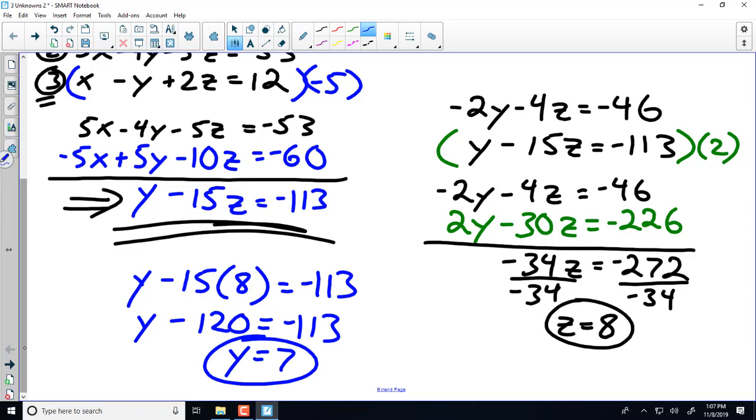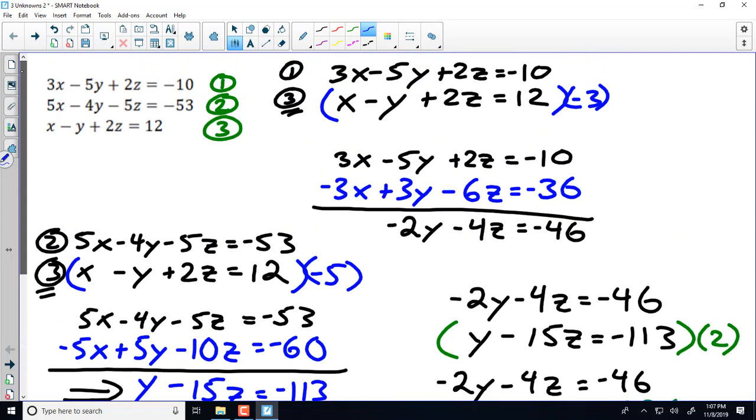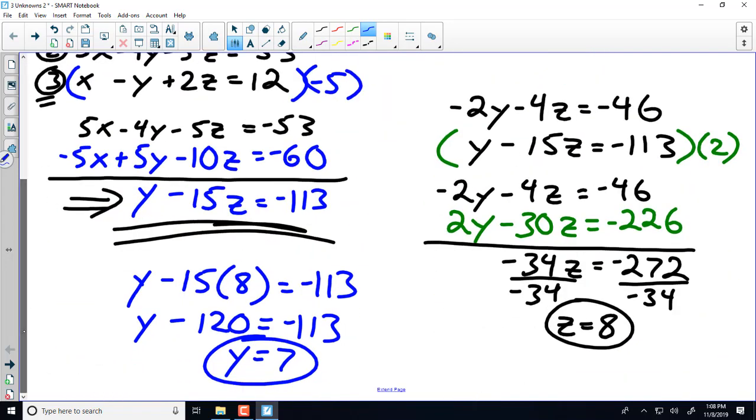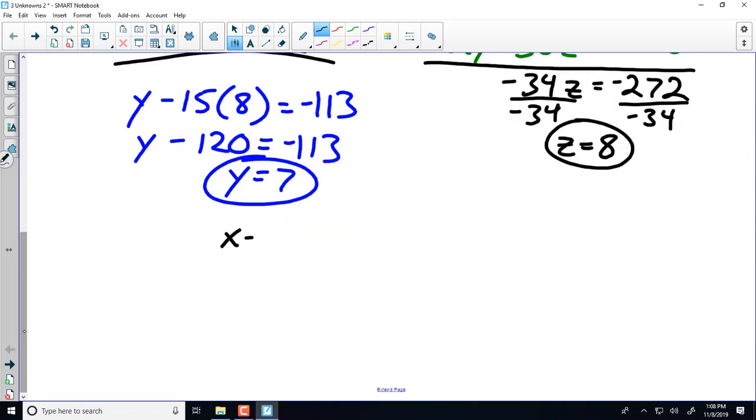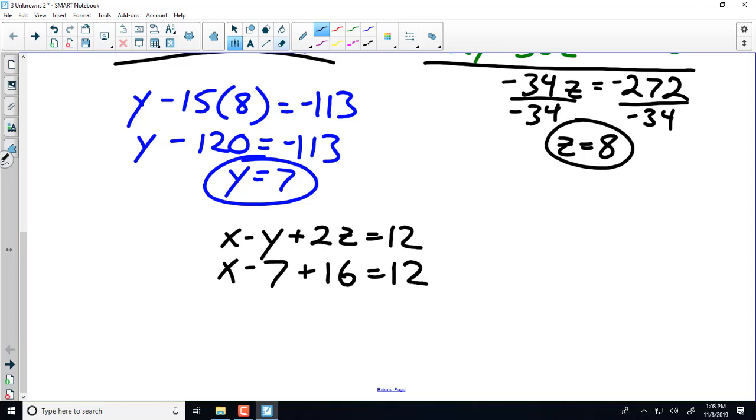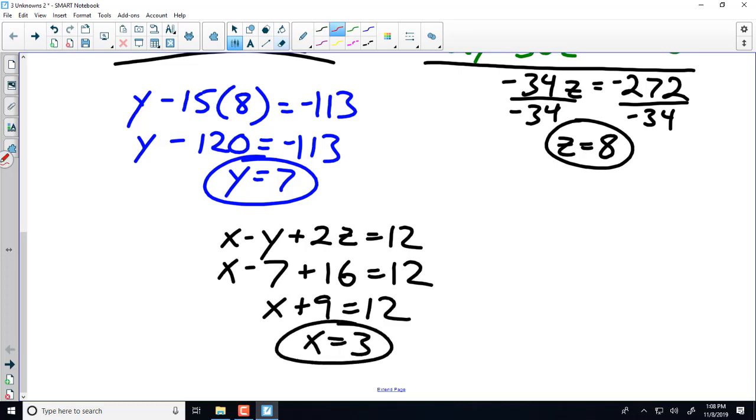Okay. Now we need to find x. So we need to go back to an equation that has x, y, and z in it. I will use my original equation 3. So x minus y plus 2z equals 12. Okay, so x minus 7 plus 16 equals 12, or x plus 9 equals 12, subtract 9, x equals 3. Final step, convert it into an ordered triple, 3, 7, 8.